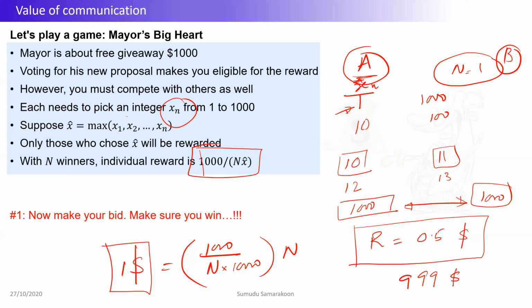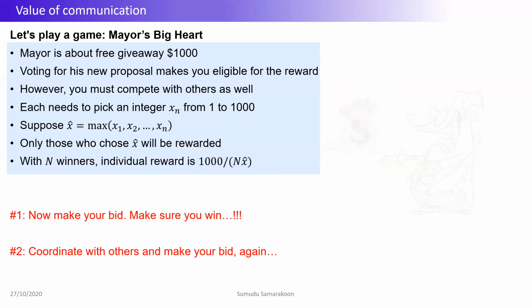So now let's take this game to a different level. Now think that you can discuss with each other and are allowed to place a bid, which is not going to happen with the way the game works, but let's say this is a hypothetical case. You can coordinate with one another. Then you come to a certain agreement. If that happens, what could be the best bid?